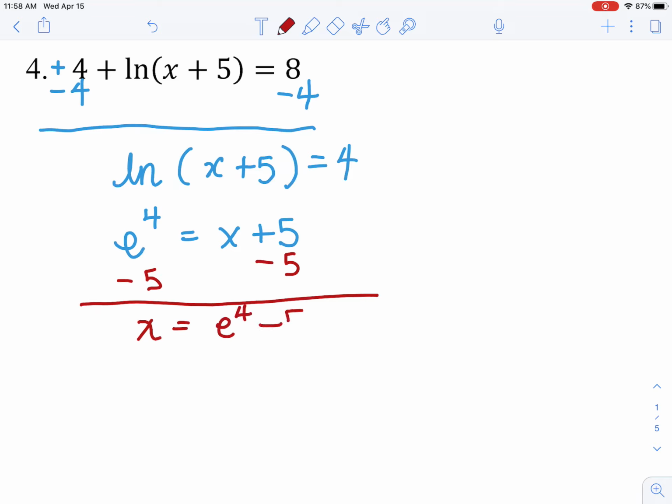So here we go. Let me go ahead and write the exact answer. x equals e to the 4th power minus 5. But that minus 5, we're not subtracting the 5 from 4. We're subtracting 5 from e to the 4th power. So what we just found, this is the exact form.